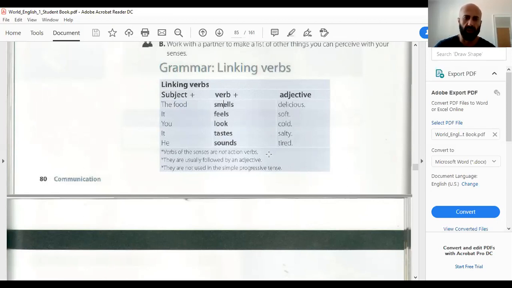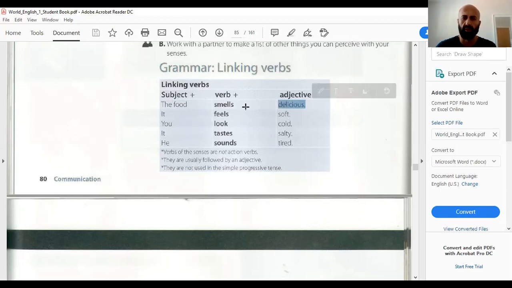So they are not action verbs. It's not an action verb like I run, I am running, or I ran. I am singing, for example. It's not an action. You don't do an action. They are very still verbs. The action is passive. And here, they are usually followed by an adjective.